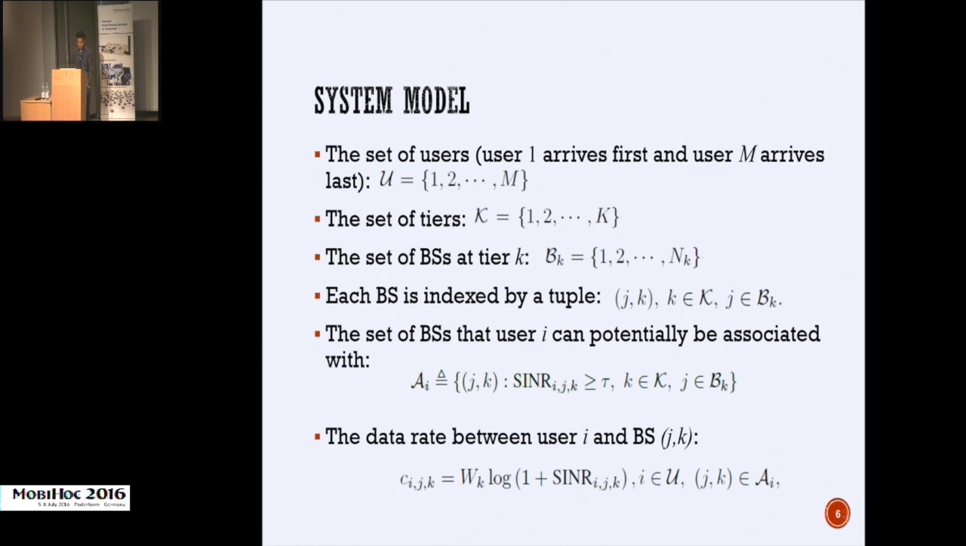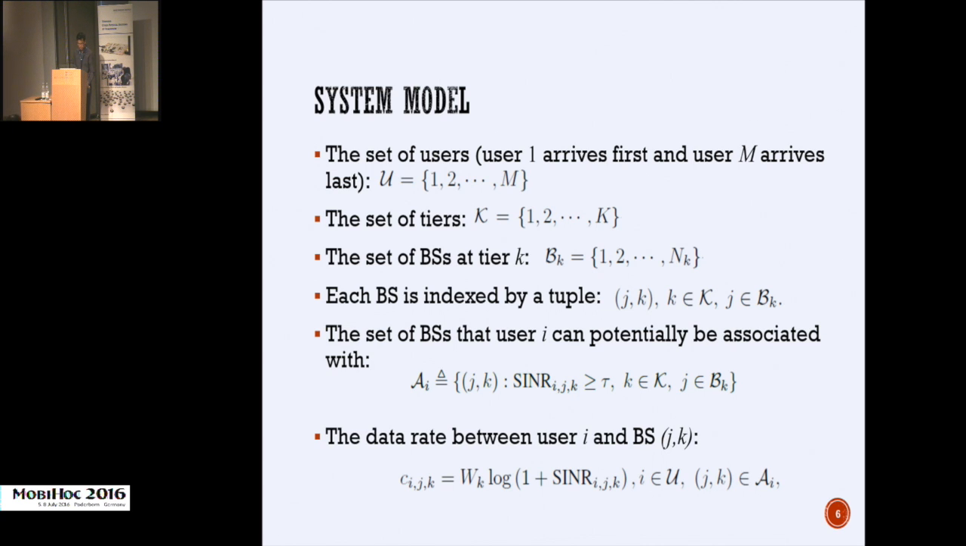Here is some notation. We use U to denote the set of users. There are a total of M users. User 1 arrives first to the system, and user M arrives last. We assume that there are a total of K tiers, and we use capital K to denote the set of tiers. In each tier, we assume that there are N_k base stations, and we use the set B_k to denote the set of base stations at tier k. As a result, each base station is indexed by a tuple (j,k). We call it base station j at tier k.